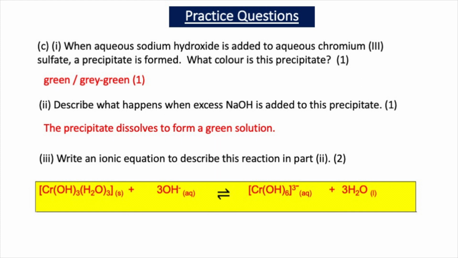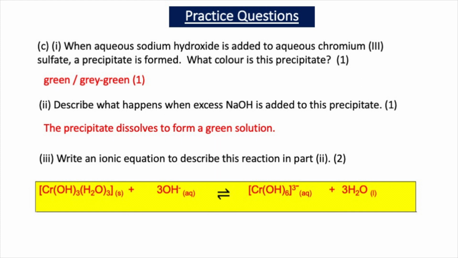Now for C part 1, you're asked, when aqueous sodium hydroxide is added to aqueous chromium 3 sulfate, a precipitate is formed. What colour is this precipitate? If you said it's green or it's grey-green, you get 1 mark. And for part 2, it says describe what happens when excess NaOH is added to this precipitate. Well, the precipitate dissolves to form a green solution. If you said that, you get 1 mark.